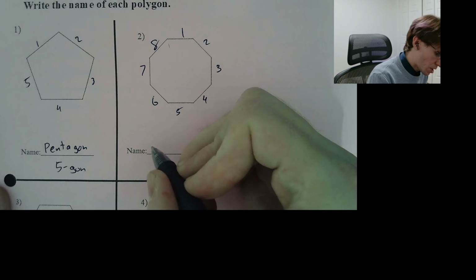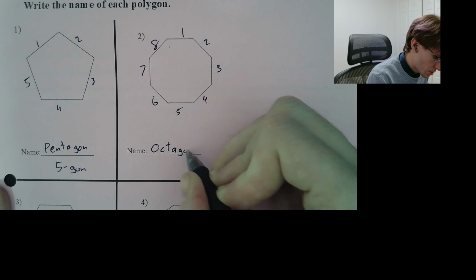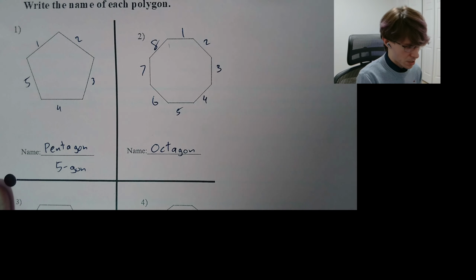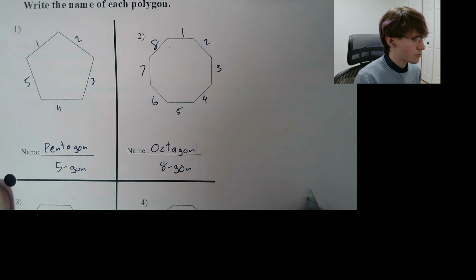And just like this one, the word octagon shows up, just like in the word octopus. And what do you know? Octagon means 8 sides, and we can also call it 8-gon. Either one of those would get you full credit.